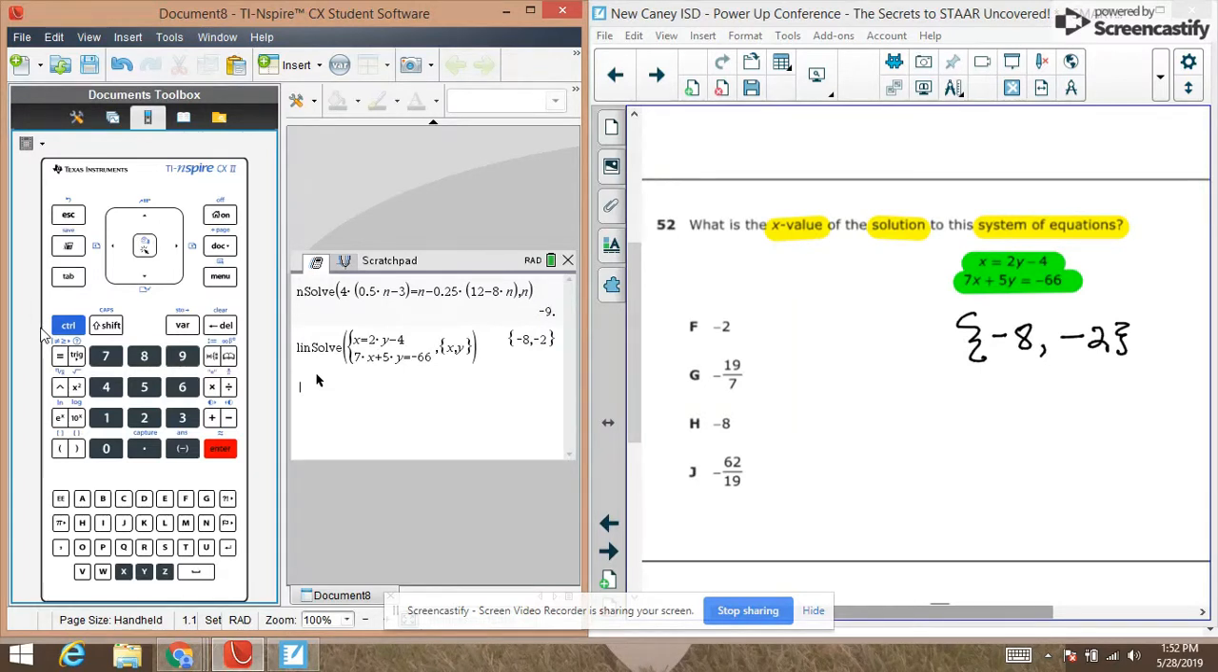Our question asked us what the x value of the solution is. And we know in an ordered pair, the first number represents our x value, the second number represents our y value. So our x value in our solution is negative 8. The answer to our problem would be H, negative 8.